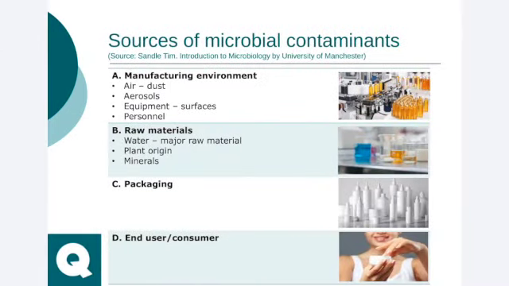So, which are the main sources of microbial contaminants? The main sources are four. The first is the manufacturing environment. The second are the raw materials. The third is the packaging. And the fourth is the consumer.